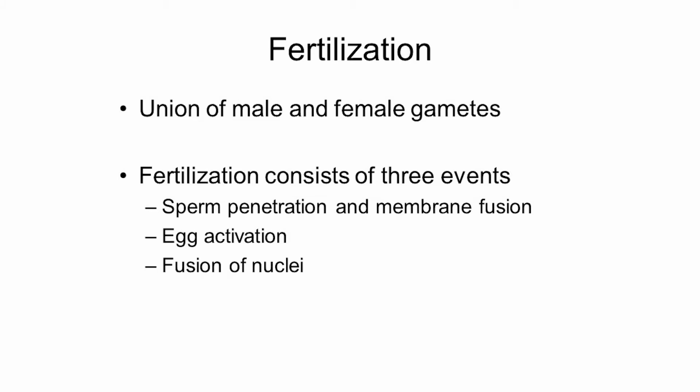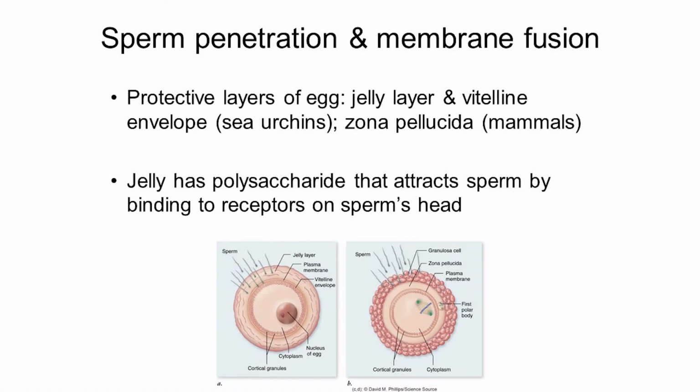Fertilization, or the combining of the male and female gametes, involves a sperm cell penetrating the outer protective layer of an egg and fusing with the egg's membrane, the activation of the egg, and the fusion of the two gamete genomes. Before we talk about the penetration process, we should first look at the outer protective layers of the egg cell.